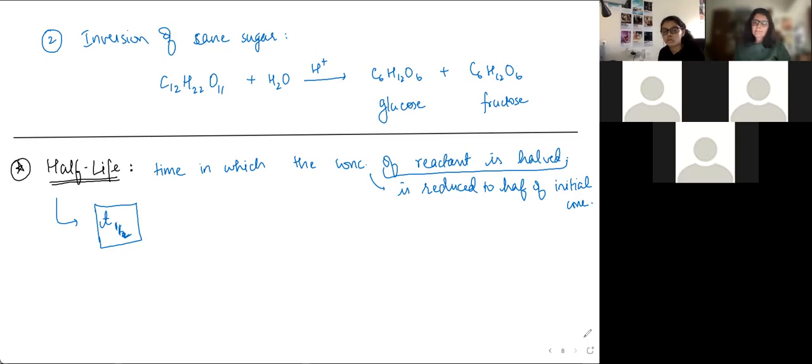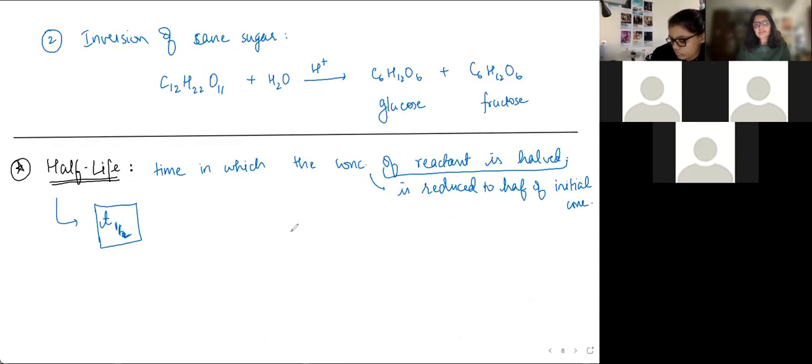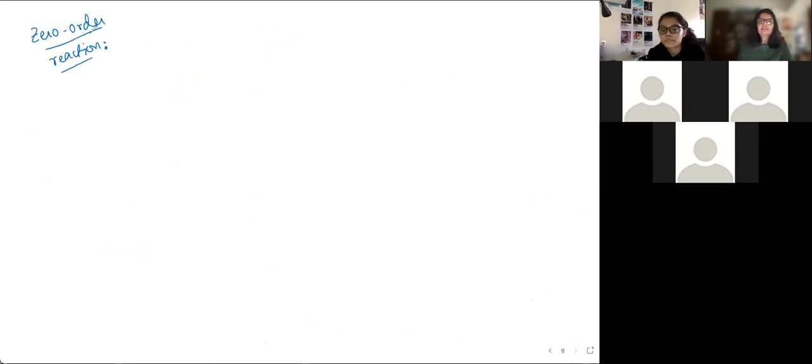Okay. So what do we start with? Do we start with a rate equation? We'll start with zero order reaction. So remember, half-life is basically the relation between time and concentration of the reactant. So what rate equation of zero order reaction will you use to figure out the half-life? Will you use the differential form or the integrated form? Integrated.